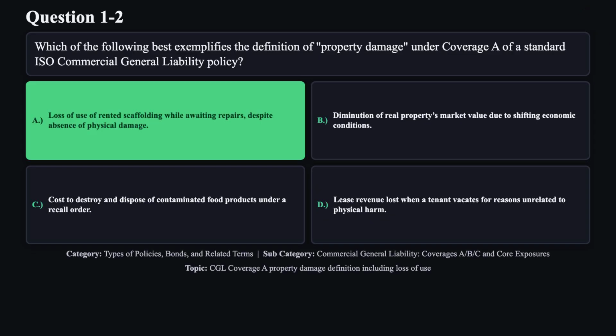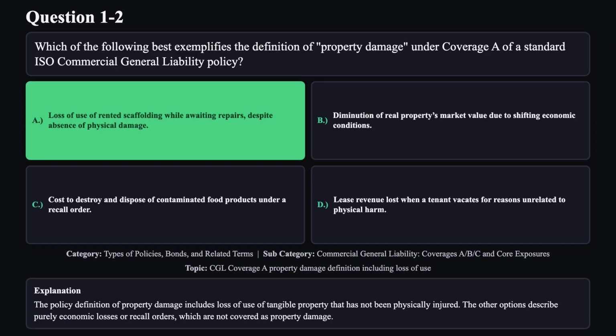The correct answer is A. The policy definition of property damage includes loss of use of tangible property that has not been physically injured. The other options describe purely economic losses or recall orders, which are not covered as property damage.